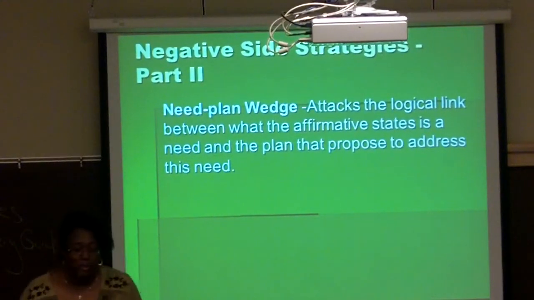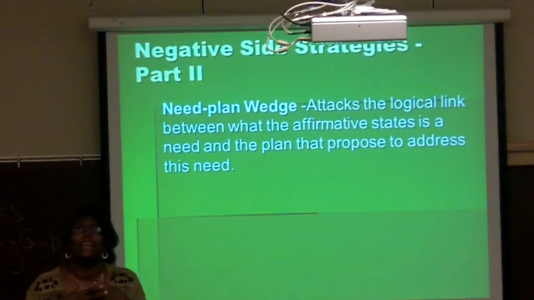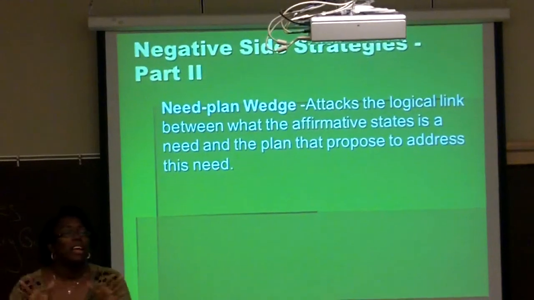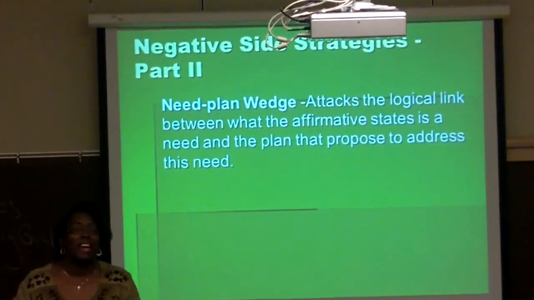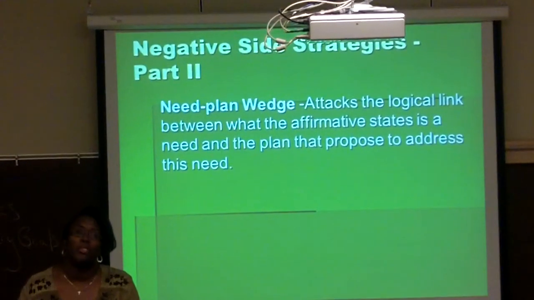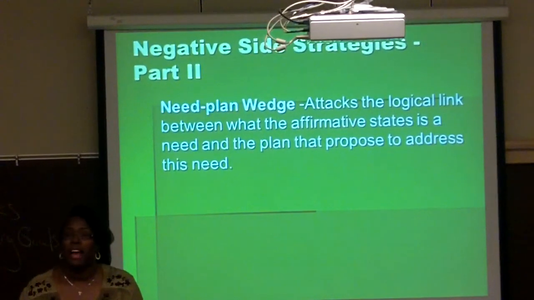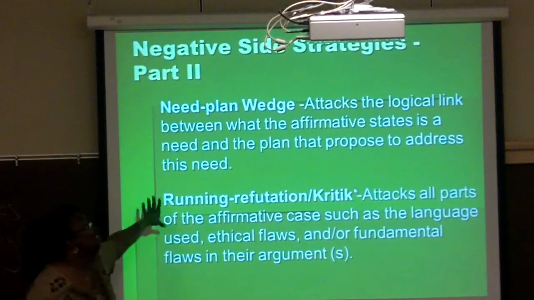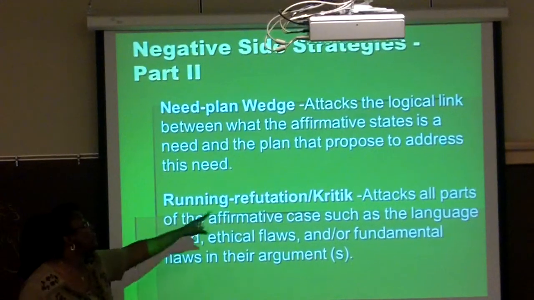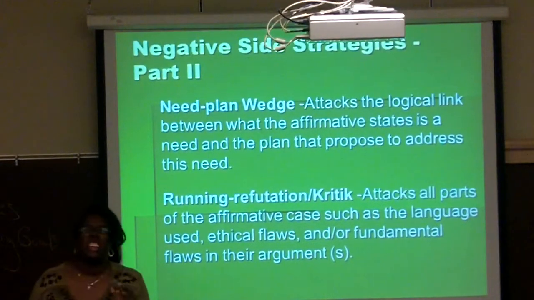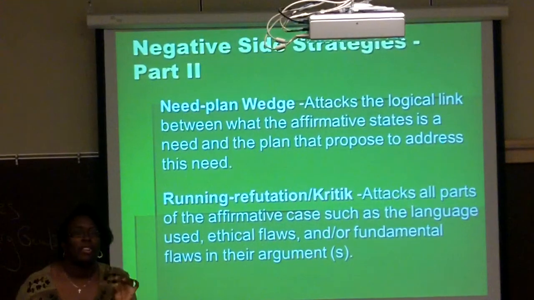Now, this happens sometimes when we deal with bullying and school uniforms. So there are those that will say, okay, now with school uniforms, bullying will be eliminated. Now, if that's true, that's wonderful. But if it can be proven that school uniforms don't affect bullying in any way, then that disconnect can serve the negative side as well and strengthen their argument. Okay? Now, you can also pull a running refutation or a blitz on the negative side. We discussed this before, going after anything that's illogical, that's fundamentally or ethically flawed.